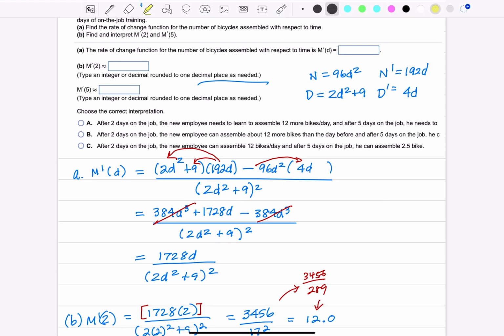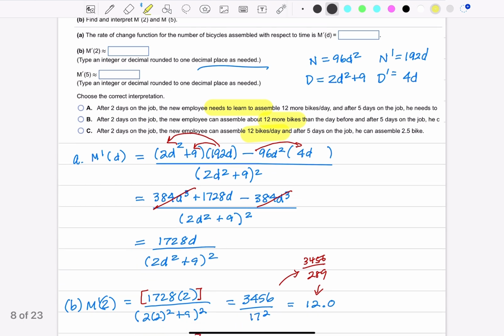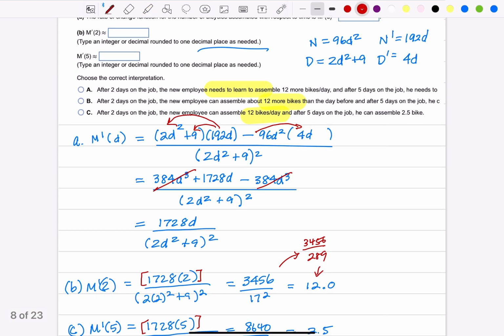After 2 days on the job, the new employee needs to learn. No, they don't need to learn. That has nothing to do with this. After 2 days on the job, the new employee can assemble about 12 more, right? Or after 2 days on the job, the new employee can assemble, well, we don't know how many they can assemble. It's 12 more than the day before. That's what we know. So it's got to be choice B, right?